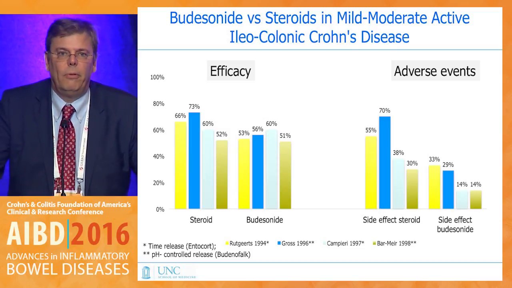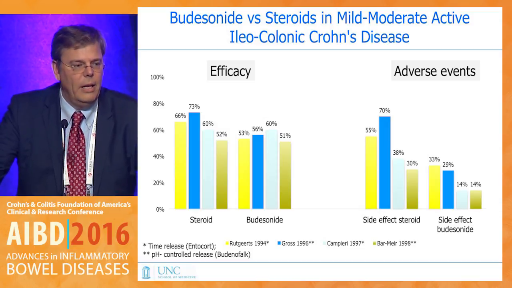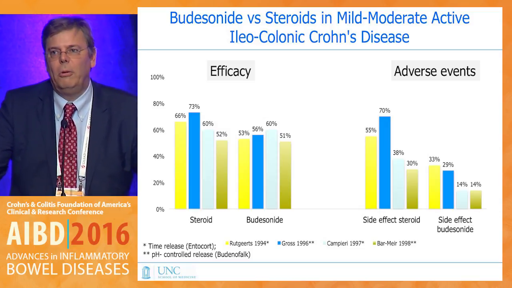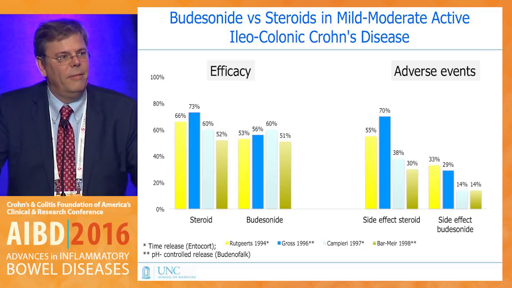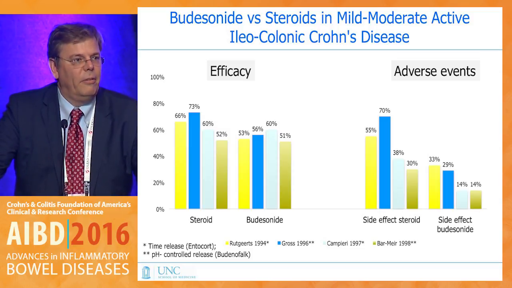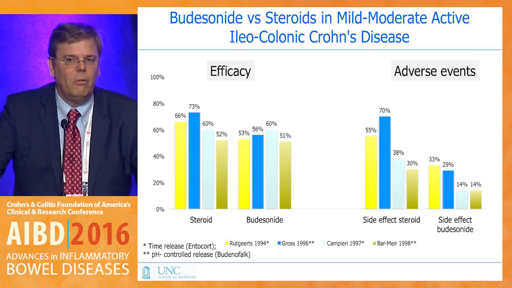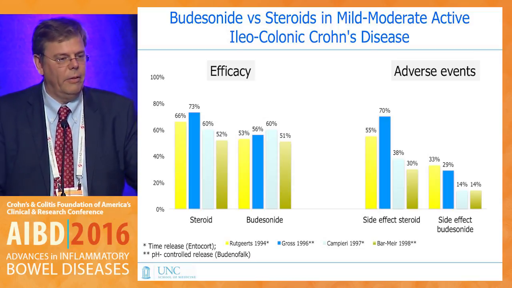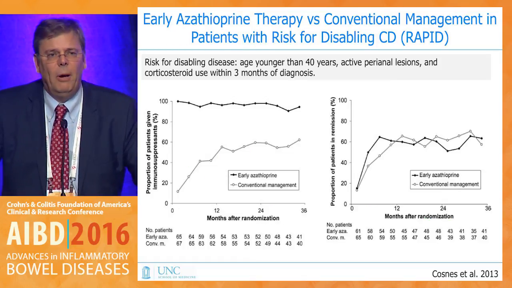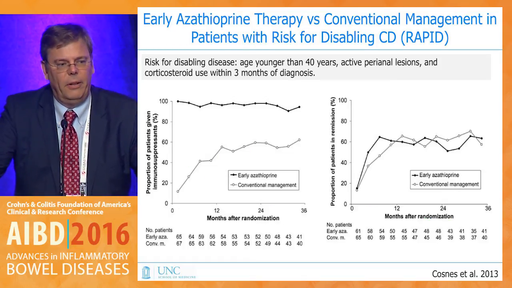That's why it should be the preferred treatment in mild ileocolonic Crohn's disease in patients who don't have extraintestinal manifestations. It's very important. A patient who has severe extraintestinal arthralgias or arthritis is probably not responding so well to budesonide. You should consider earlier steroids. What about early azathioprine therapy in these patients?